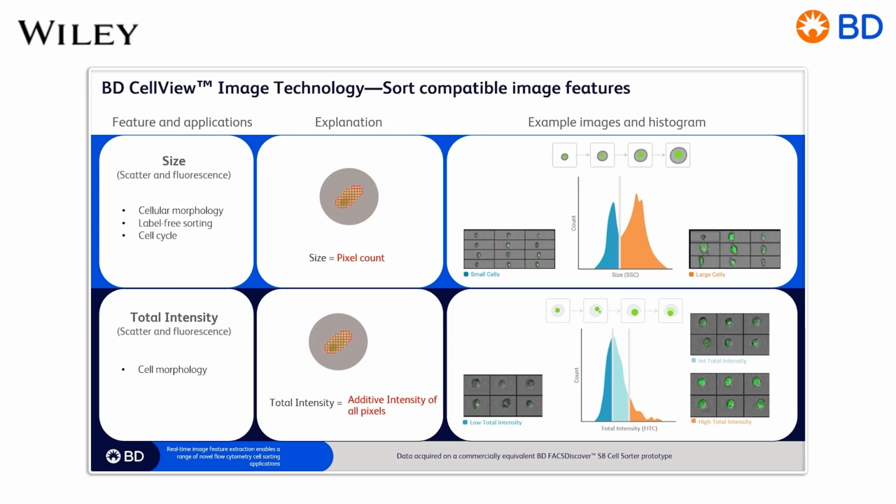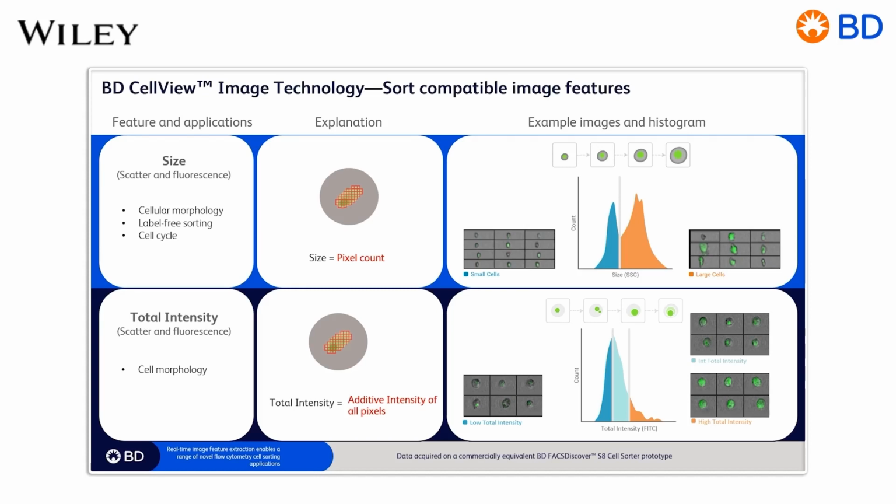And much like that, total intensity uses that same pixel count, but now it asks the question, how much fluorescence is in all those pixels? The size part is kind of binary, how many pixels, and then total intensity is, if you have some pixels that are really bright and some that are really dim, the additive intensity of all those pixels. And they track very closely. So in this case, there's not a huge difference between size and total intensity, but that's not always the case.